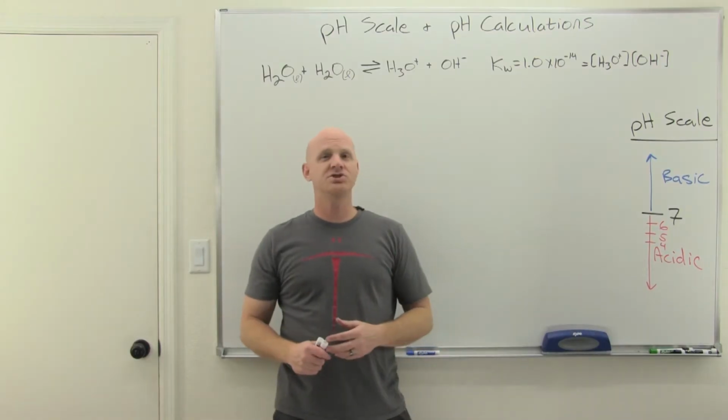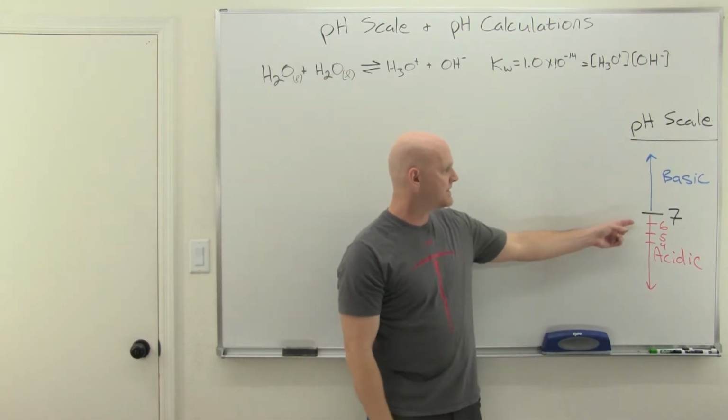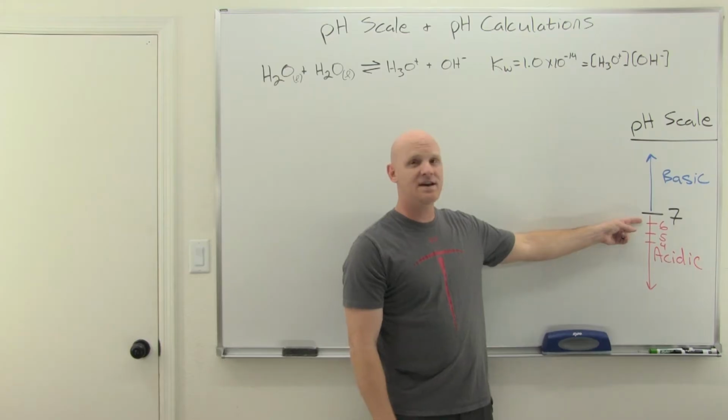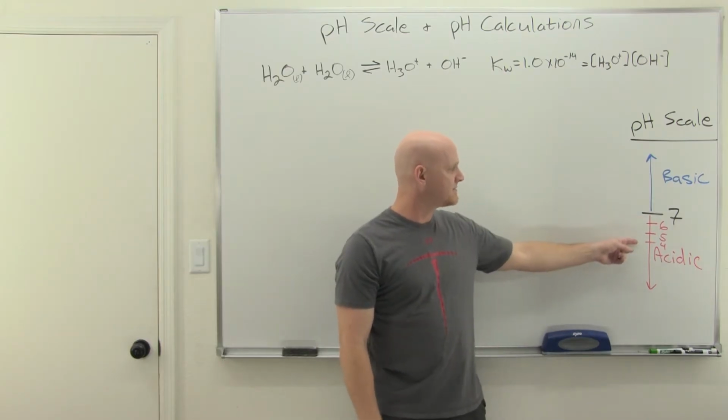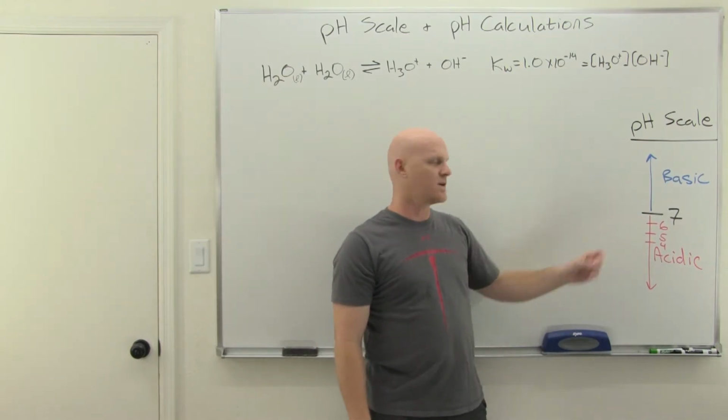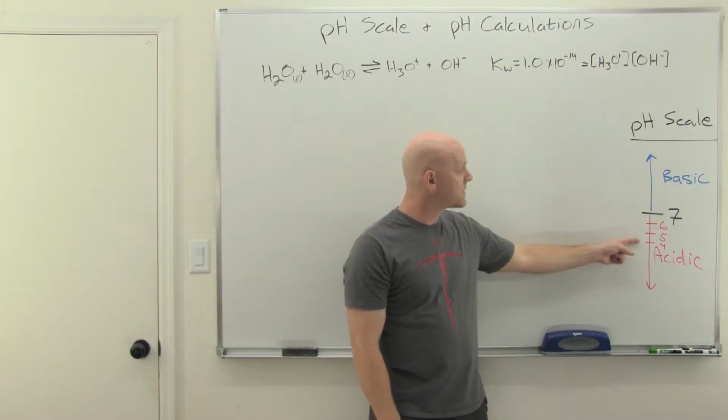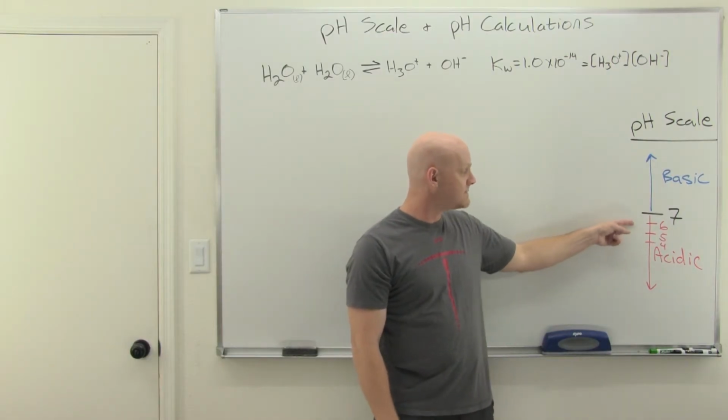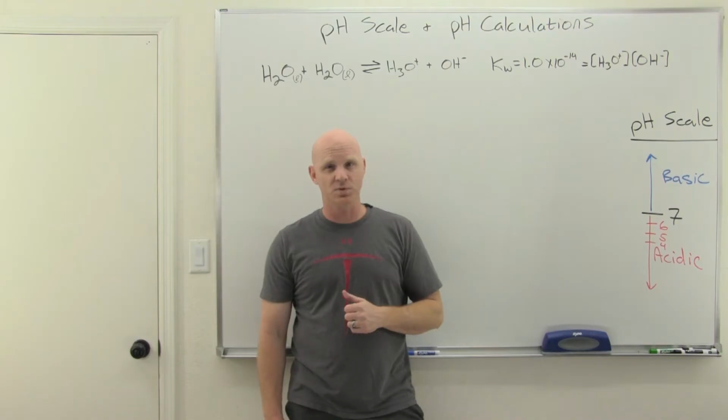Every pH unit is a power of 10. So again, how many times more acidic is 5 than 6? 10 times more. How many times more acidic is 4 than 5? 10 times more. How many times more acidic is 4 than 6? 10 times 10, or 100 times more acidic.